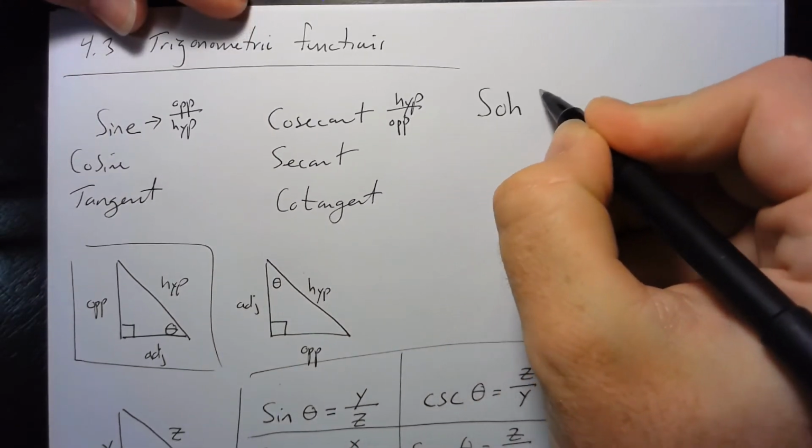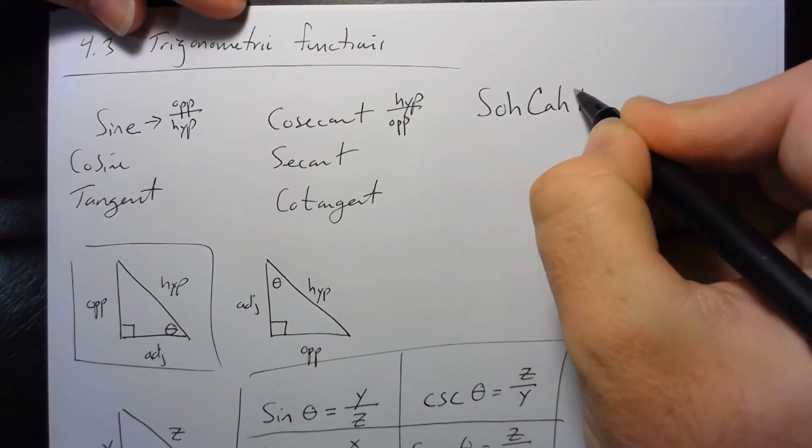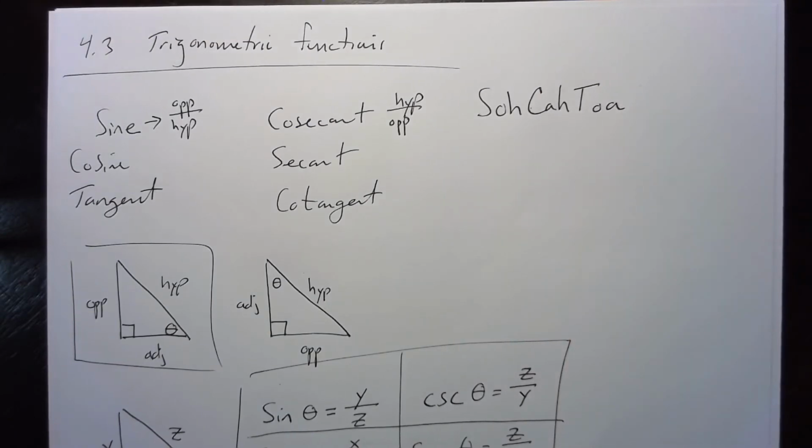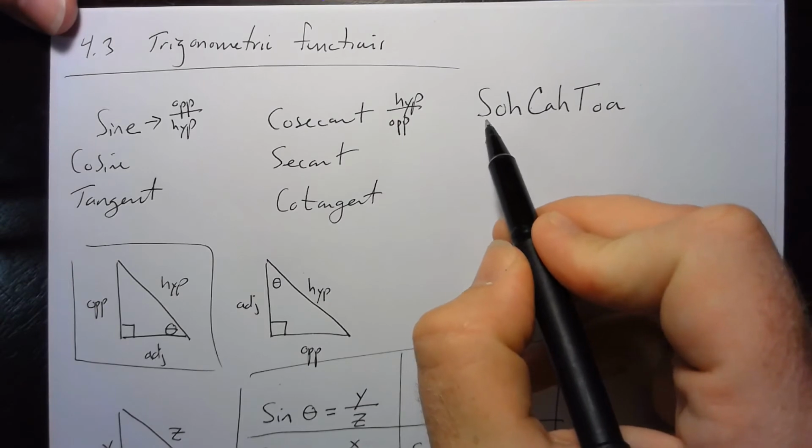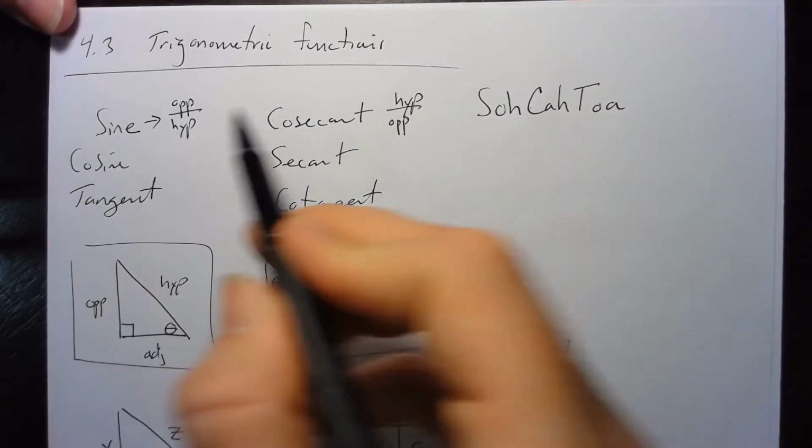Some old hippie caught another hippie tripping on acid. That's the nice mnemonic device that I like to use. Most other students have probably heard SOHCAHTOA at least one time in their life. So SOHCAHTOA is the way that you can remember this. Again, sine opposite over hypotenuse. It's the same setup as this.